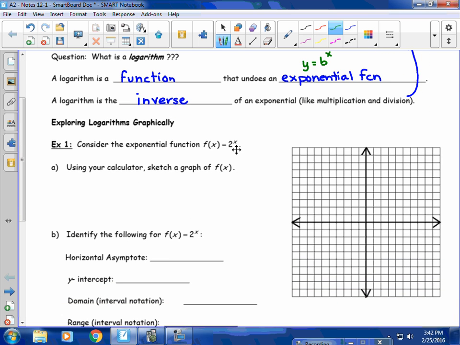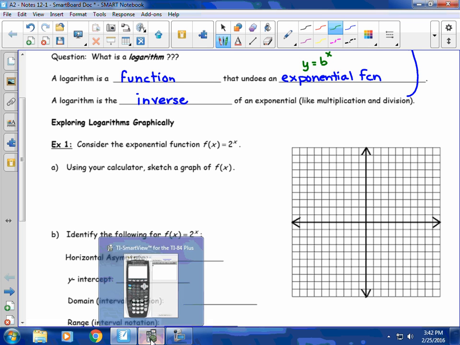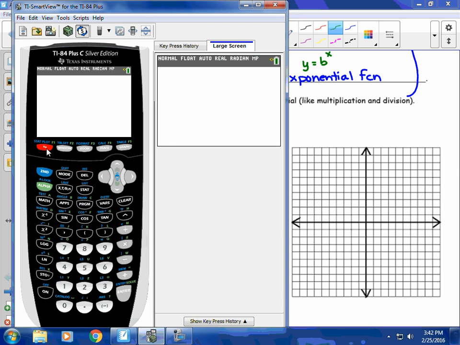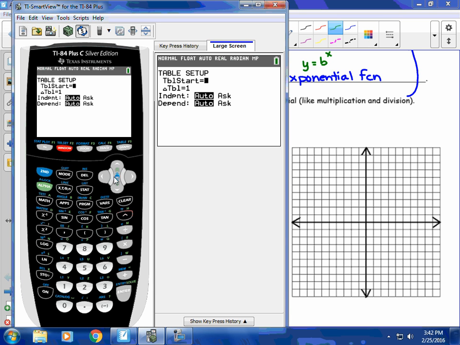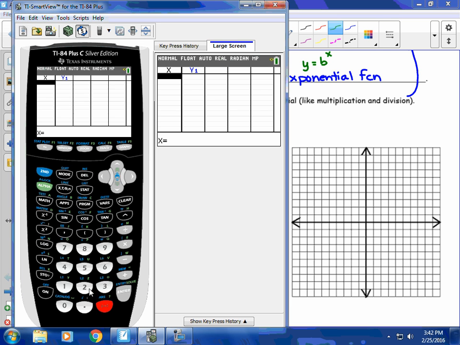It says consider the exponential function f of x equals 2 to the x. Use the calculator to sketch a graph of f of x. All right, so we've done this a lot before. You can go to y equals in your calculator and type in 2 raised to the x. As long as your table is set on ask instead of auto for independent, I can go to second graph to get to the table. And let's just look at -2, -1, 0, 1, and 2. Okay, so there's my values, 0.25, 0.5, 1, 2, and 4. And that kind of just confirms what we already know.